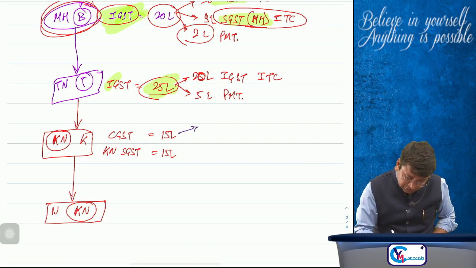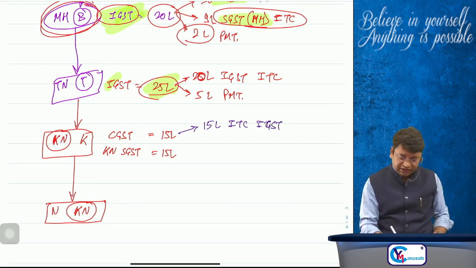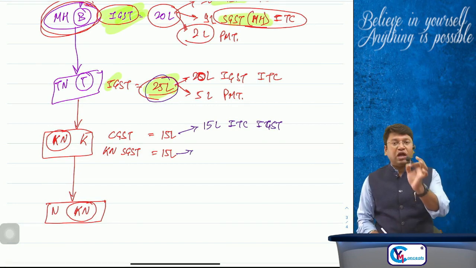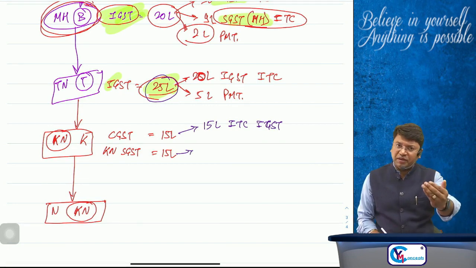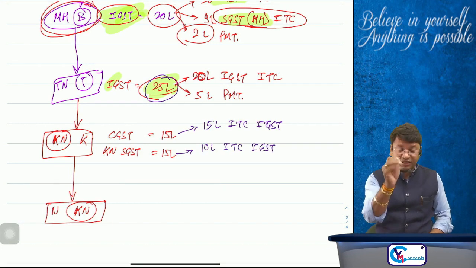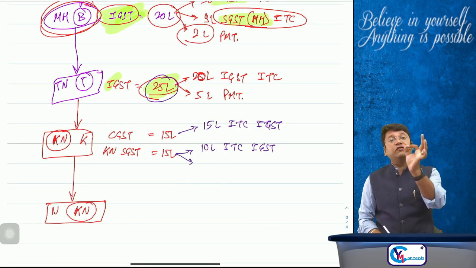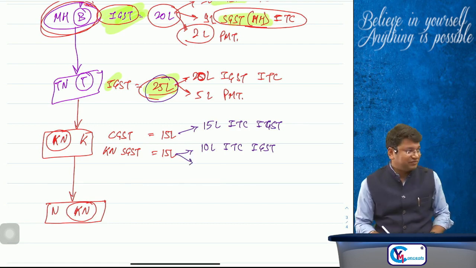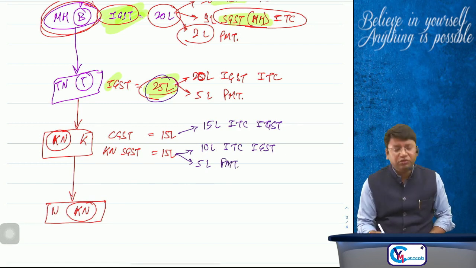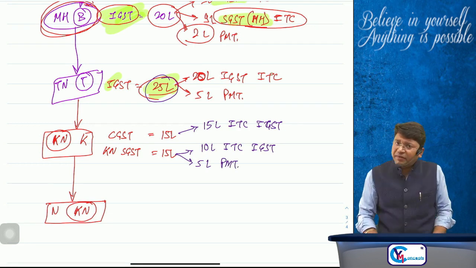Suppose he uses the entire 15 lakh of IGST ITC towards payment of CGST, and sir, he was having ITC of rupees 25 lakhs, out of which 15 lakh he has used for payment of the CGST liability. Now the remaining 10 lakh ITC he will use for payment of SGST, which is Karnataka SGST, and out of the 15 lakh, 10 lakh he has paid through credit. So the remaining 5 lakh he has paid through bank. He has made the payment.